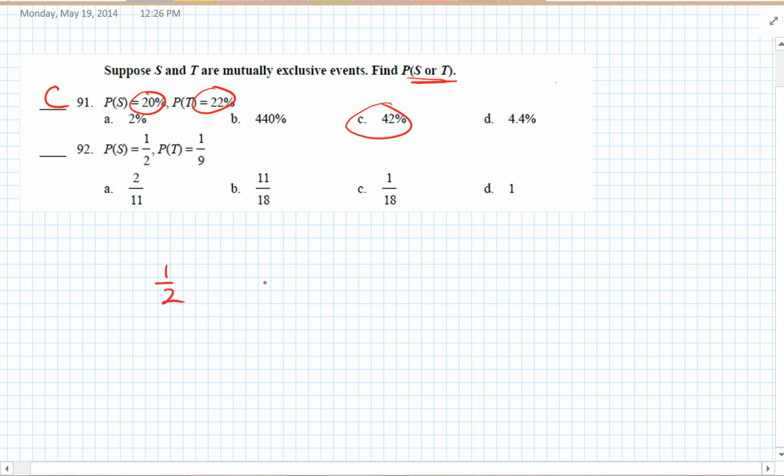So 1/2 plus 1/9. Well, I have to get the denominators the same. So I could multiply by the least common denominator. So I'm going to multiply the left side by 9 over 9 and the right side by 2 over 2, which is going to give me 11 over 18. Answer is B.